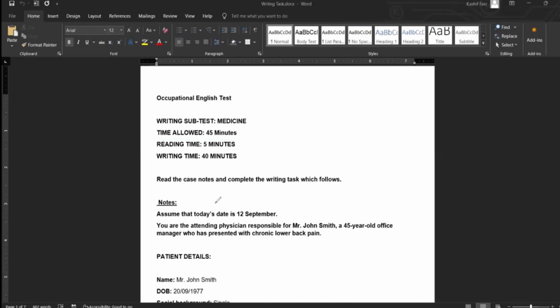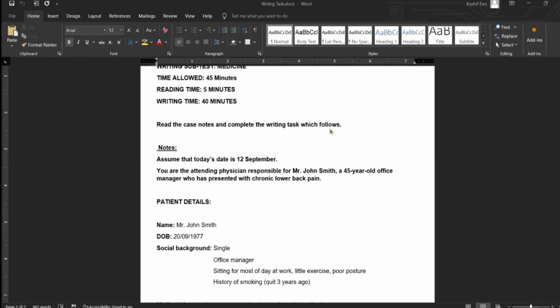Okay, let's see what is given here. Read the case notes and complete the writing task which follows. So what does it say? Assume that today's date is 12th September. You are the attending physician responsible for Mr. John Smith, a 45-year-old office manager who has presented with chronic lower back pain. Okay, what is next?